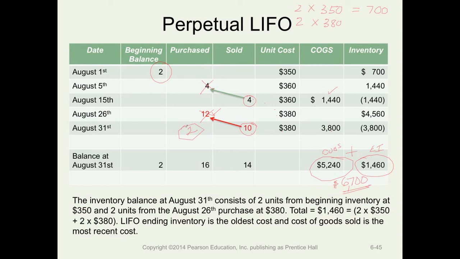So that's where the 4 units come from. Now remember again, when you look at the beginning inventory plus purchases, you had 18 available, minus what you sold, you have 4 units in ending inventory. So we know we have 4 units in ending inventory, and we know that 2 of those units are coming from the first cost of $350, and the other 2 are coming out of the August 26th purchase.